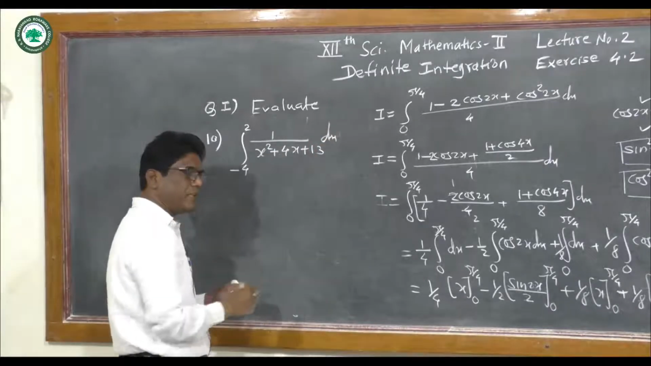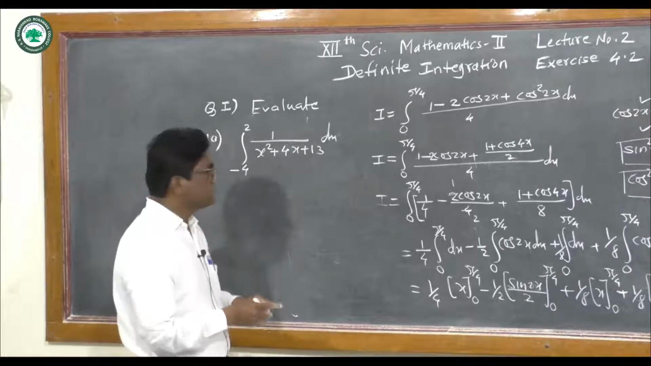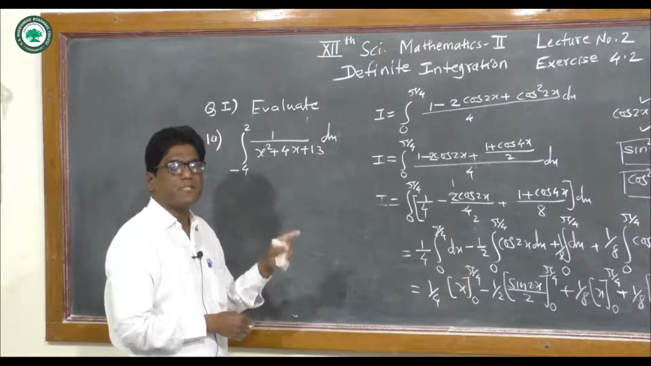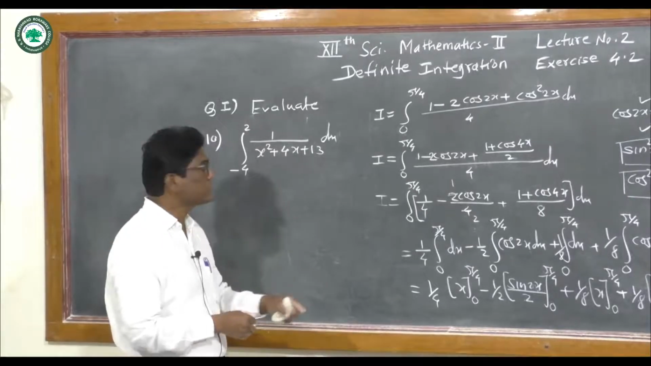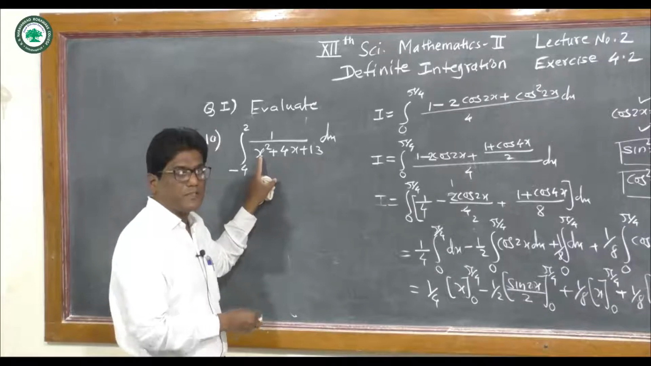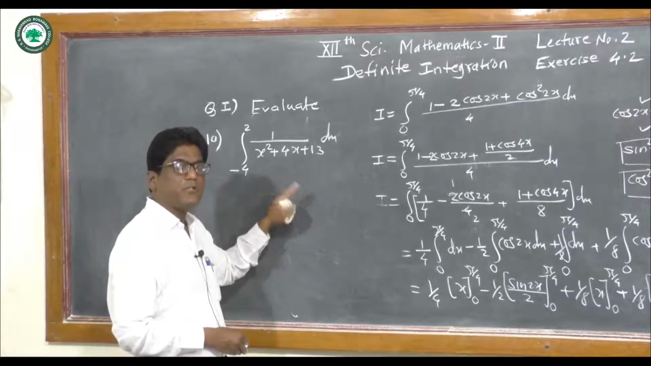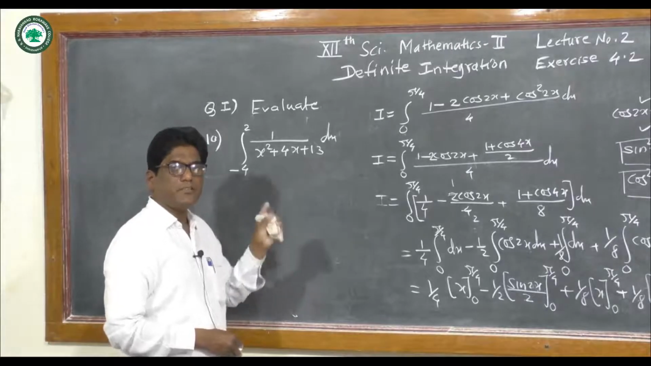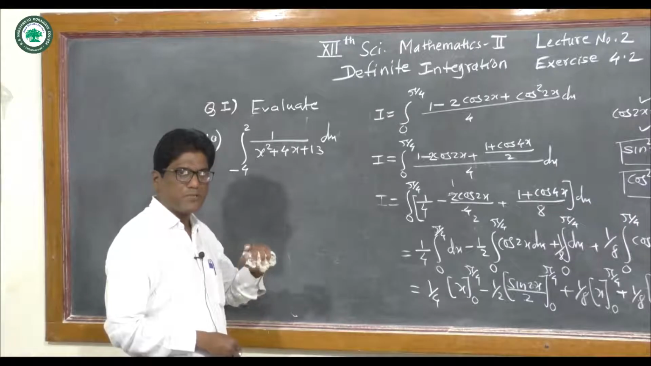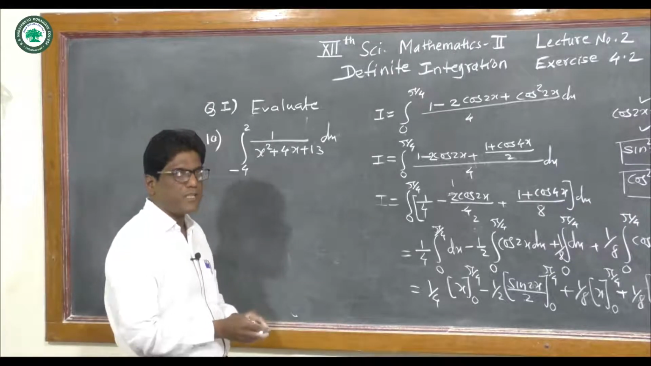Now we have to identify the type which we learned in the previous chapter. So this problem depends on integration of 1 upon ax square plus bx plus c dx. To solve such type of problem, we make the coefficient of x square as 1. Here the coefficient of x square is 1. Then we complete the square and we use the standard formula, integration of 1 upon x square plus a square dx, or 1 upon x square minus a square dx, or 1 upon a square minus x square dx.